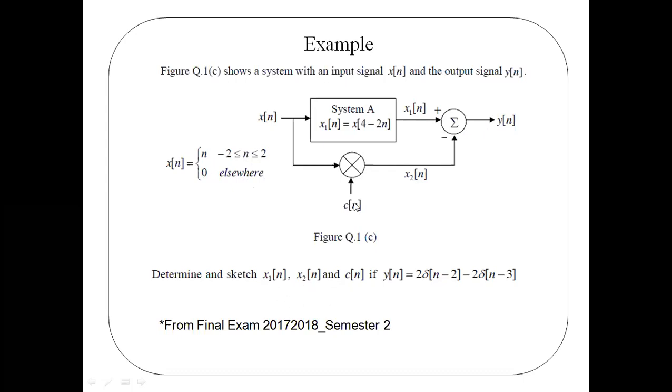They are x1[n], which is the output of system A, x2[n], which is the output of the multiplier, and c[n], the signal involved in the multiplication. We are given that y[n], the output, equals 2 delta[n minus 2] minus 2 delta[n minus 3], so y[n] consists of two impulses, at 2 and 3. Hopefully you are clear about the question posted here. Right, so let's have a look at the solution for this example.